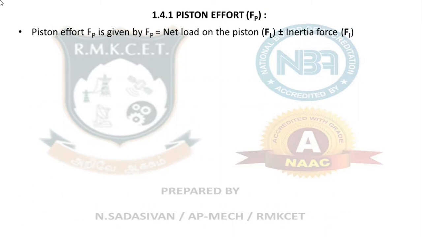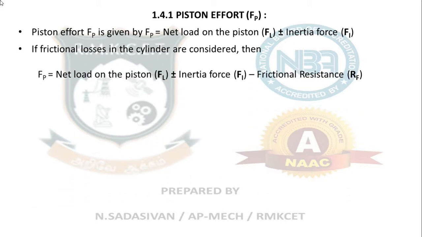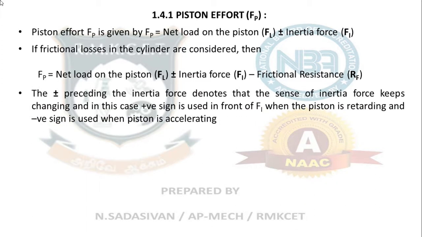So piston effort equals net load on the piston plus or minus inertia. If frictional losses in the cylinder are considered, then friction is always trying to slow you down, right? Doesn't matter whether you are trying to move in the same direction or opposite direction, friction always acts opposite to you. So that is always a minus. The plus or minus preceding the inertia force denotes that the sense of inertia force keeps changing. The positive sign is used in front of Fi when the piston is retarding, and the negative sign is used when the piston is accelerating. We have explained this very clearly, right?